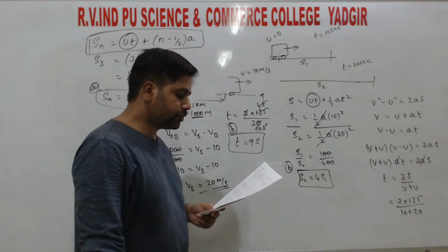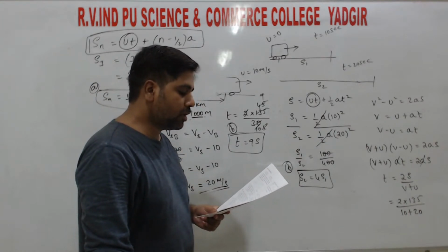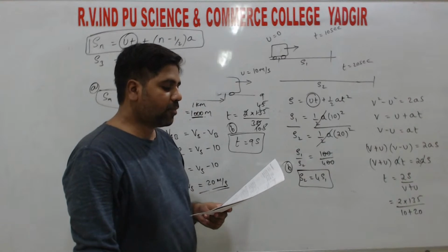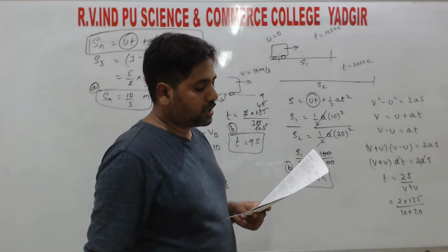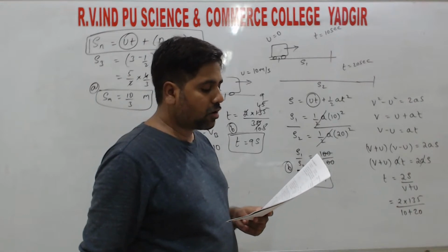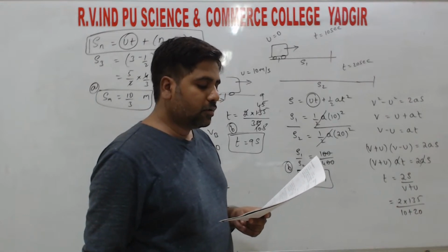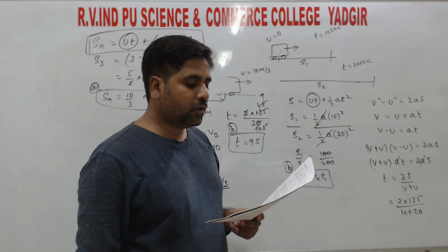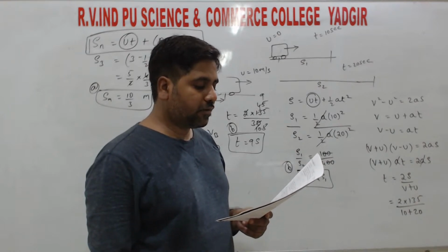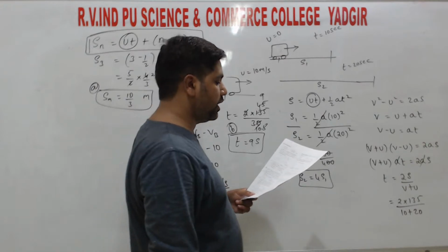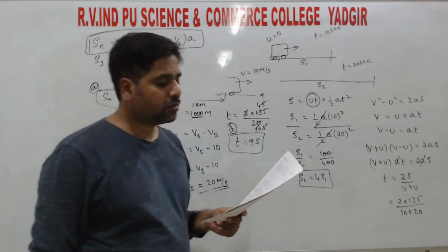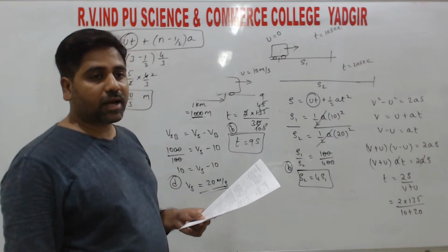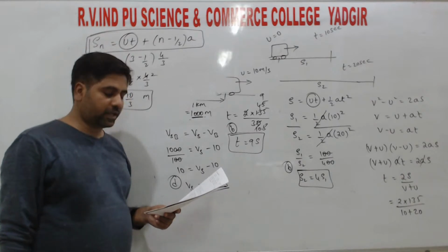Next, a particle moving along x-axis has acceleration f at the time t given by f equals f naught into 1 minus t by T, where f naught and T are constant. The particle initially, at t equals 0, has 0 velocity. In the time interval between t equals 0 and the instant when f equals 0, the particle velocity vx is, right? So here they gave acceleration in terms of function f, and we need to find the velocity, right?